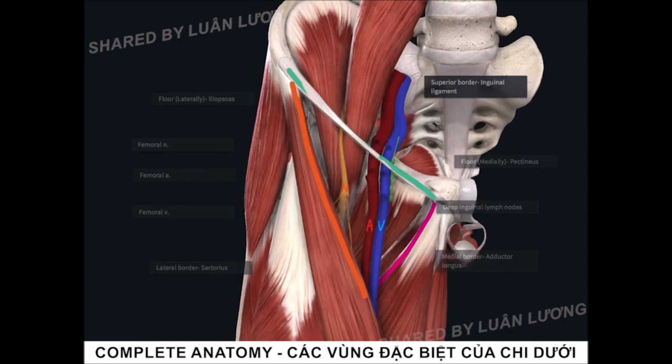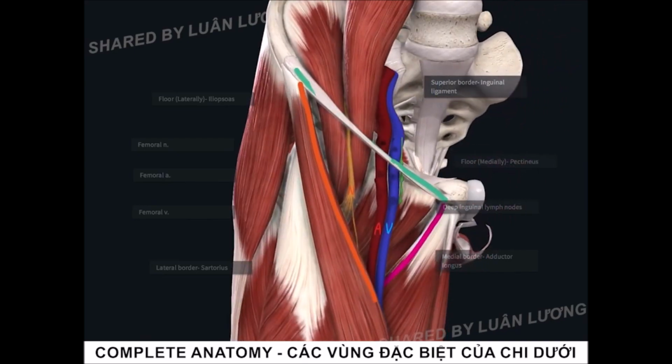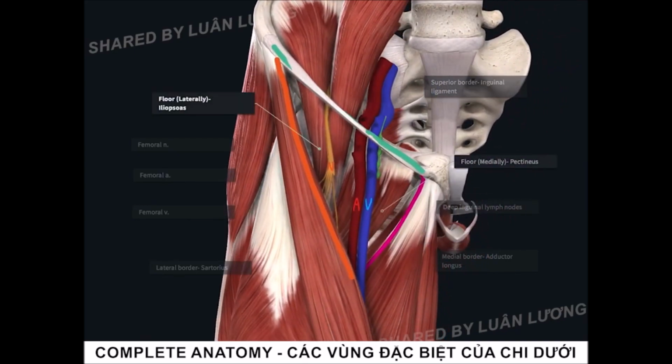So now we can see the inguinal ligament, adductor longus, and sartorius forming the boundaries of this space. Deep to the contents, the floor of this area is going to be made by the iliopsoas muscle laterally and the pectineus muscle medially. Recall that the iliopsoas was formed by the psoas major and iliacus as they join inferior to the inguinal ligament. So the iliopsoas will be deep to the contents laterally, while the pectineus muscle will be deep to the contents medially.